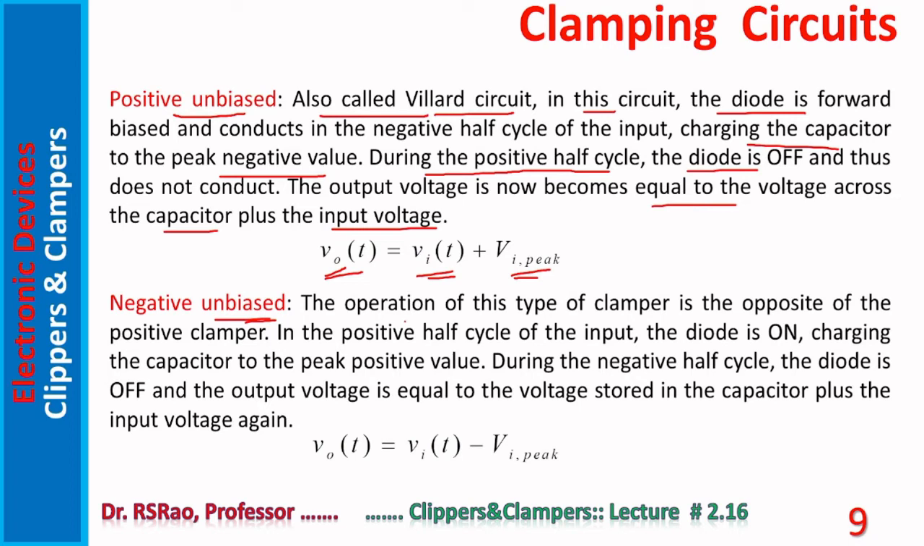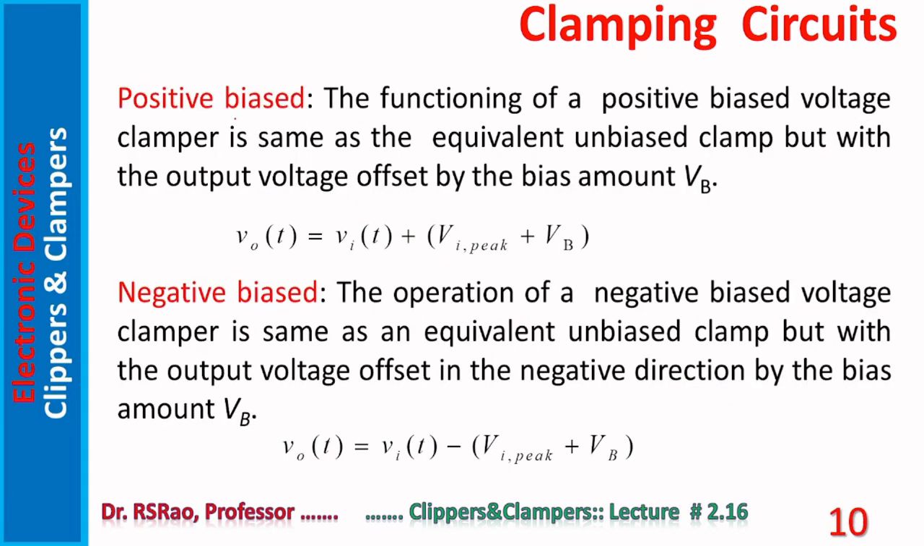V0 is Vi plus Vi peak. Negative unbiased. The operation of this type of clamper is in the opposite direction to the positive clamper. In the positive half cycle of the input, the diode is on, charging the capacitor to the peak positive value. During the negative half cycle, the diode is off and the output voltage is equal to the voltage stored in the capacitor plus the input voltage again.